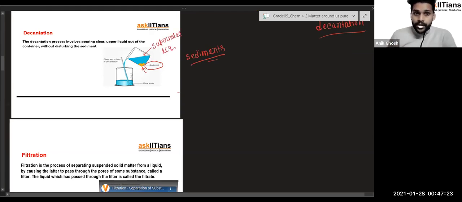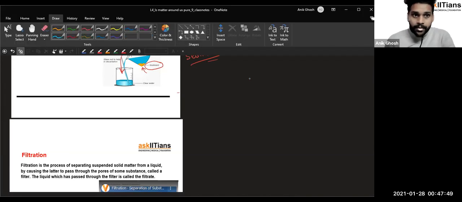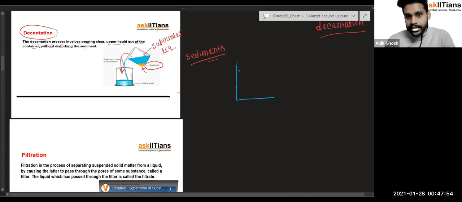Got it? Now, after that, what would happen if you take out this supernatant liquid? You can see how they are taking out the supernatant liquid to another beaker. This process is called decantation. The decantation process involves pouring the clear upper liquid out of the container without disturbing the sediment. Because if you disturb the sediment again, then it would get dissolved again, right? So you need to pour this solution very slowly in such a way that these sediments won't get disturbed.